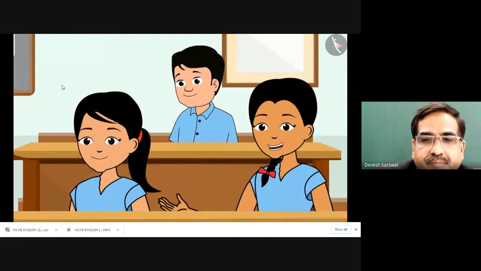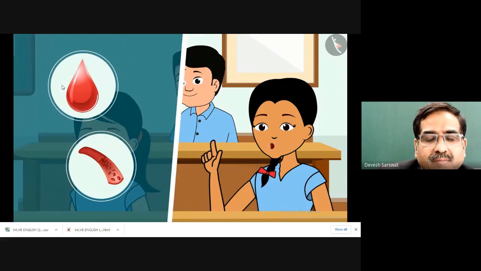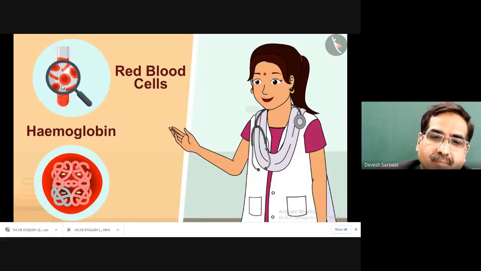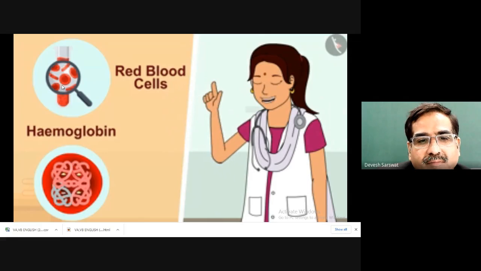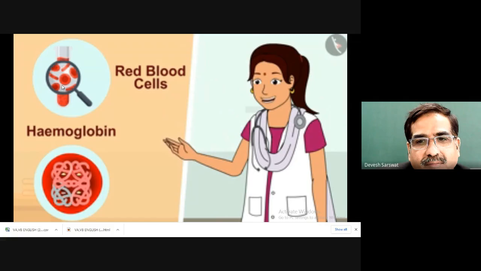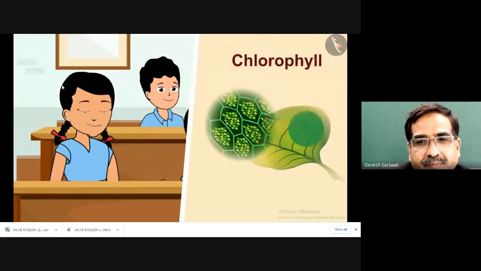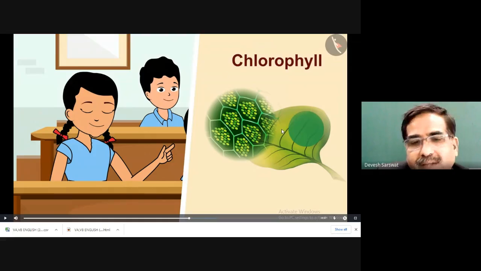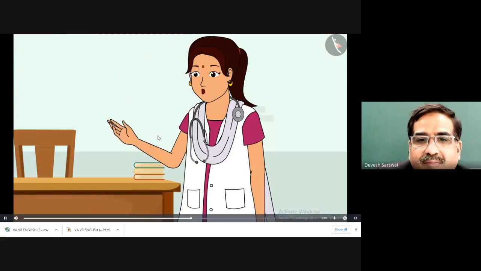Didi, my older sister is in 11th standard. She was telling me once that blood consists of red blood cells. You are right. The blood has one type of cells known as the red blood cells. They contain a pigment known as hemoglobin. It is because of this pigment that our blood is red. Similarly, because of the presence of chlorophyll in leaves, they are green in color. Very good. Chlorophyll is also a pigment. Hemoglobin is also a pigment. Very good. It is a wonderful simile, Sarita.